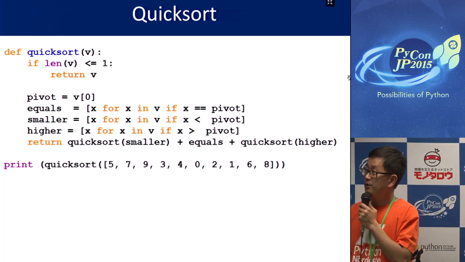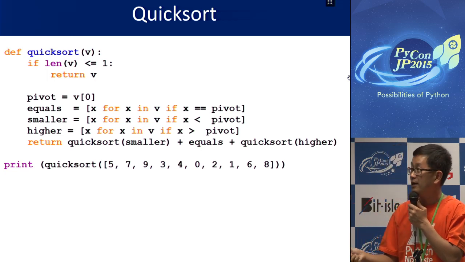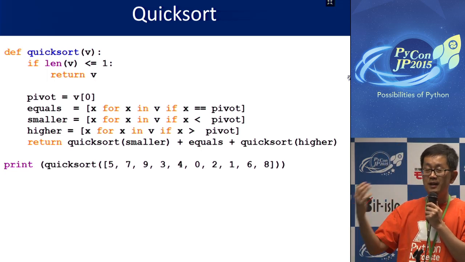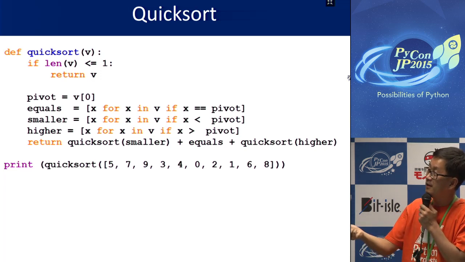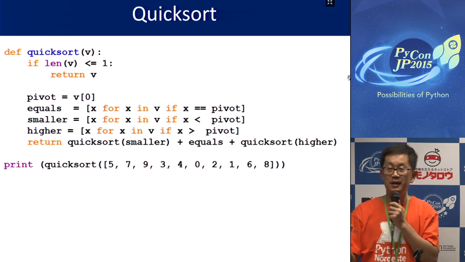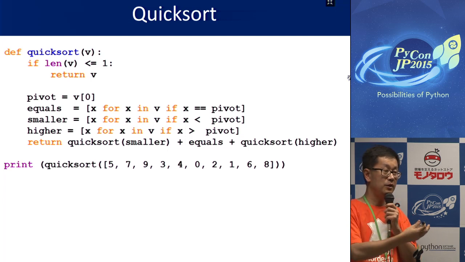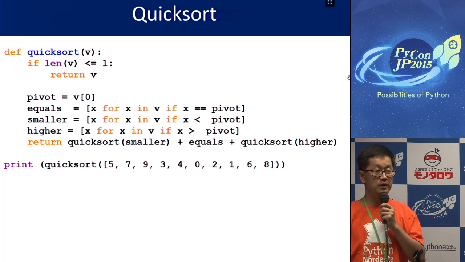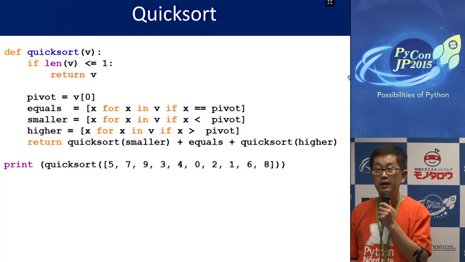The list comprehensions are smaller, one side the higher, the other side the lower. It is clear. The students see the code and understand clearly the idea of quicksort. The higher on one side, the lower on the other side, and quicksort recursively on the smaller and the higher.